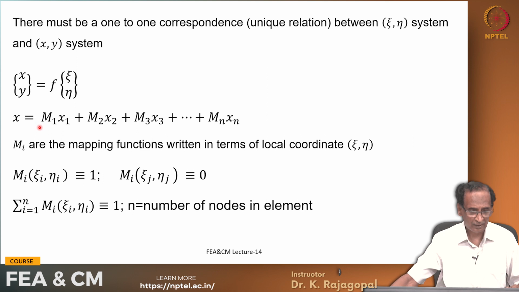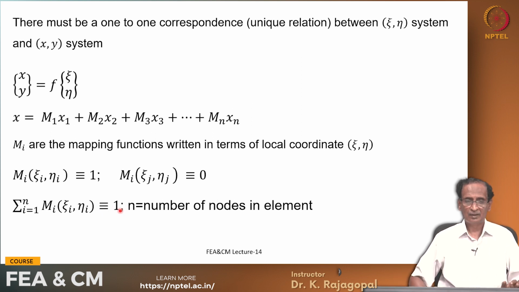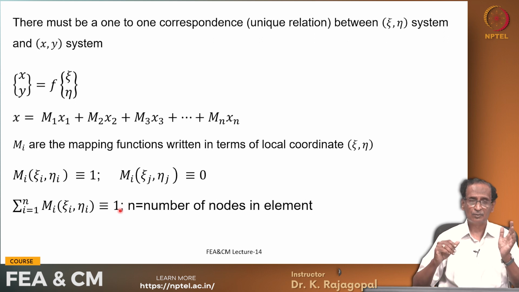And our mapping functions also have some properties similar to our shape functions. The mapping function Mi evaluated at its own node, xi_i and eta_i, is exactly equal to 1, and mapping function evaluated at some other node is 0, and the sum total of all the mapping functions is equal to 1. This is required for unique mapping. Unique mapping means for every point in the natural space, there should be only one point in the Cartesian space. For every xi and eta, there should be only one x and y. We cannot have 2 points.